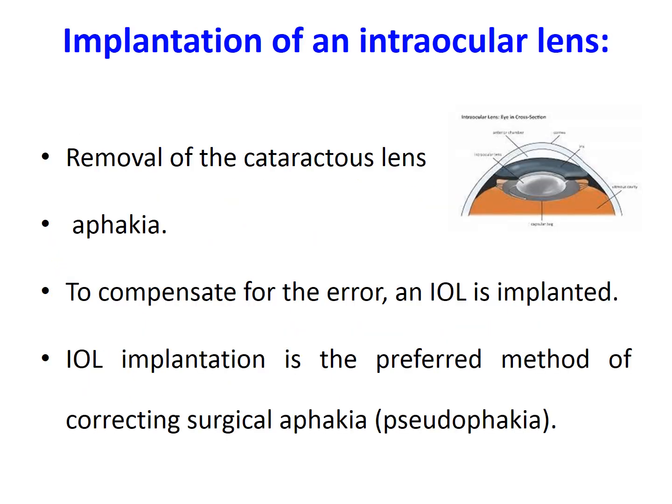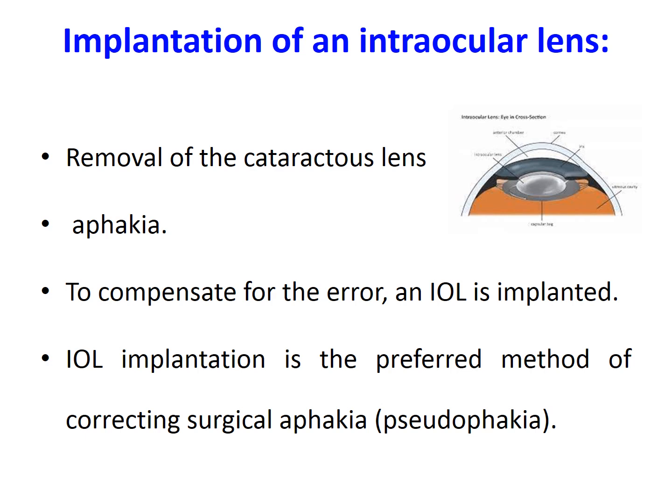Another problem we have after removal of the lens is that we have to implant an intraocular lens. Because you removed the normal cataractous lens, you should replace it with an intraocular lens. Sometimes we may leave the patient aphakic in case of a high myopic patient, but mainly, to compensate the error after removal of cataract, we implant an IOL. Mainly we implant the IOL in the posterior chamber. This is a posterior chamber IOL.